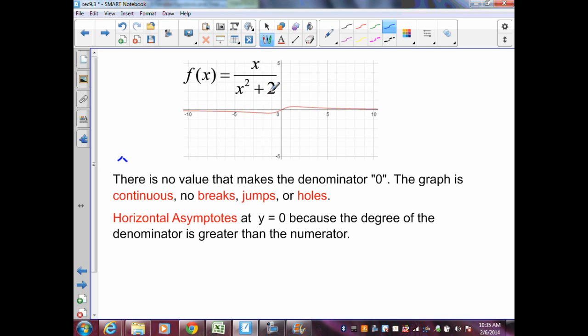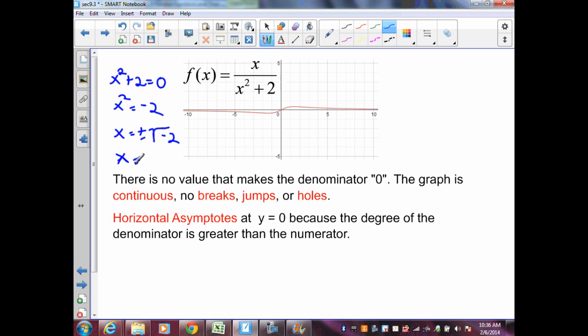The first thing I want to do is to determine what values of x make my denominator 0. To do that, I set my denominator, x squared plus 2, equal to 0, then solve for x. Those values are the values that make my denominator 0, which would identify discontinuity, which would be holes or asymptotes. So let's solve for x. X squared equals negative 2. Take the square root. X equals plus or minus the square root of negative 2. And then I simplify further.